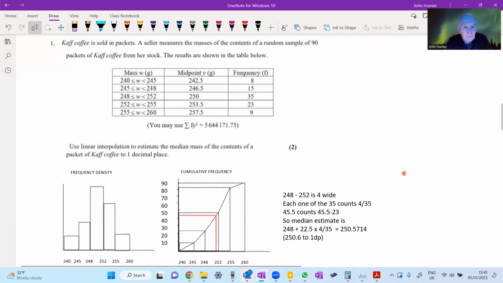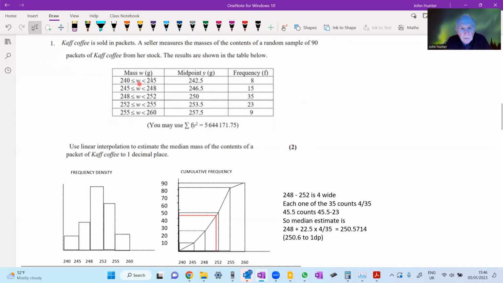Coffee is sold in packets. A seller measures the masses of the contents of a random sample of 90. Well, we wonder how it was randomly selected. I want to go back to our sampling methods there. Anyway, it's random as far as we're concerned. Packets of coffee from her stock. The results are shown in the table below.